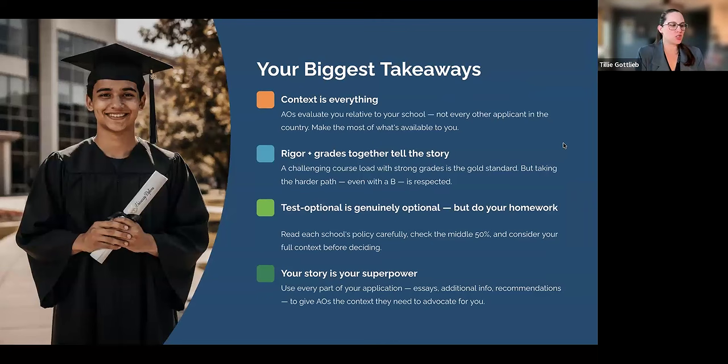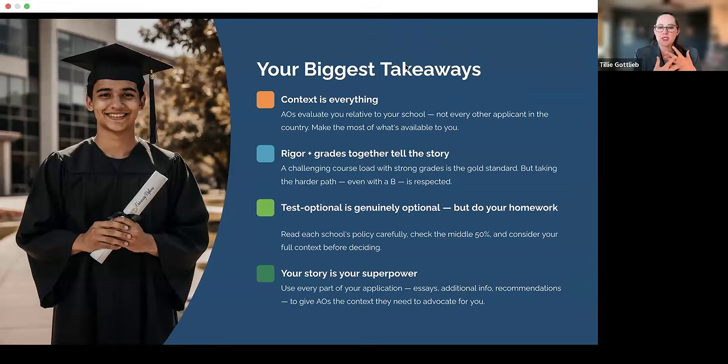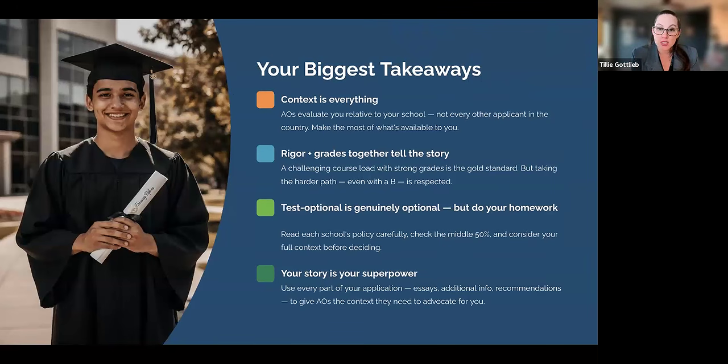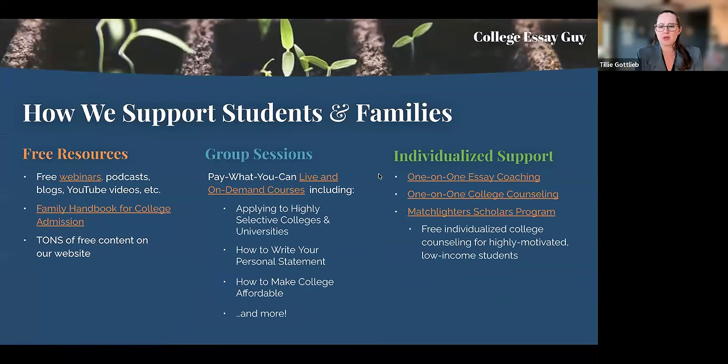We have just 2 minutes left here. But specificity is your superpower, folks. Give yourself the gift of really reflecting on this process. Think about who you are, how you want to tell your story. Remember the importance of rigor plus grades helping you tell that story, but also the way that you are framing your essays, what you're including in additional information. So we hope it's been helpful, and Tom's just going to wrap it up.